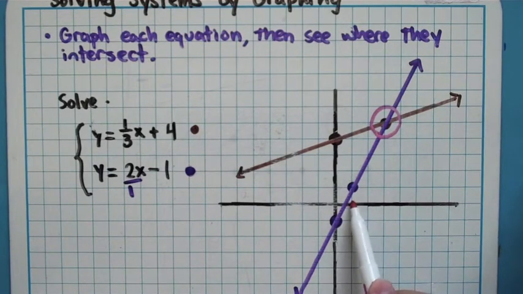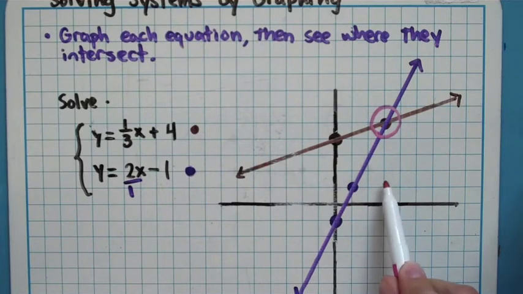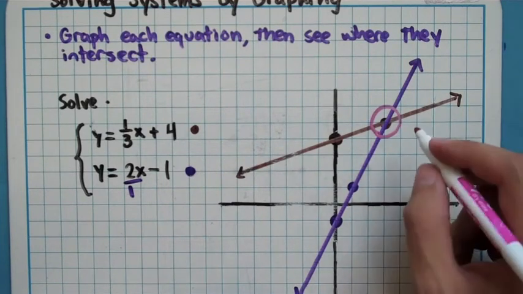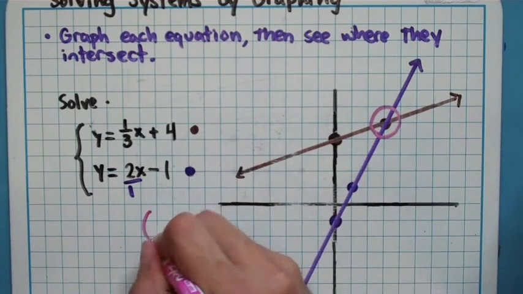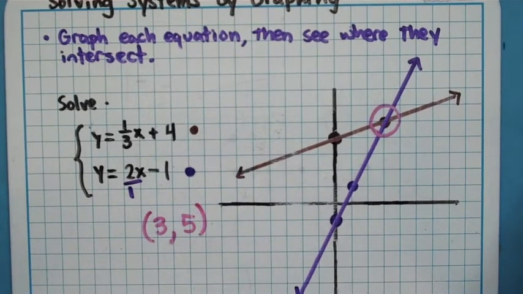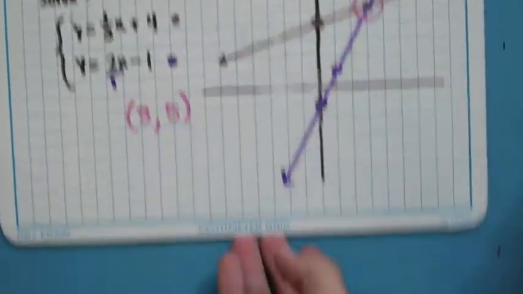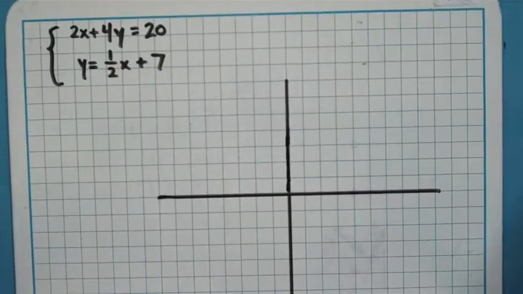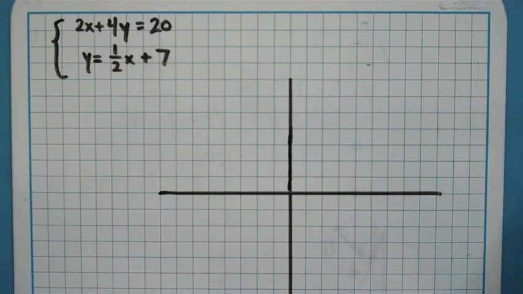The coordinates of that point are 3 comma 1, 2, 3, 4, 5. You write your answer to the system as an ordered pair. So it'd be 3 comma 5 for my solution. You can verify by plugging 3 in for x and 5 in for y; that is the point that's going to work. One more example on this video. The problems can get tougher looking, but they work the same way.